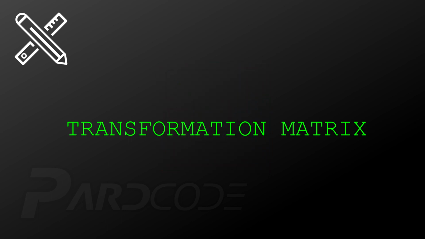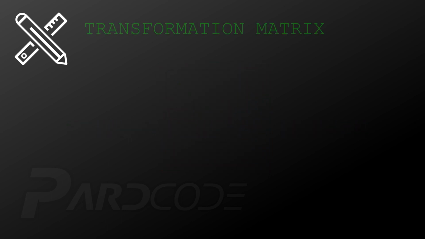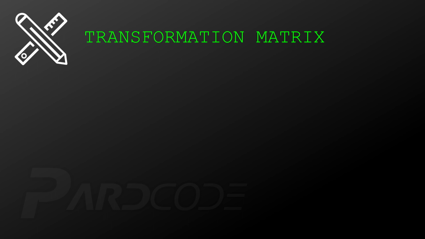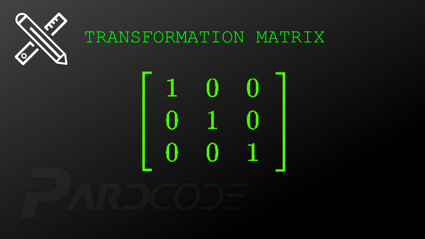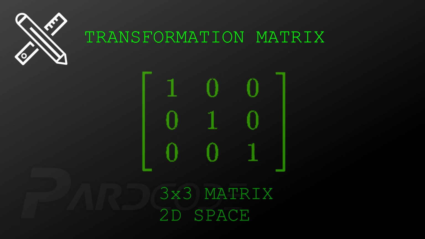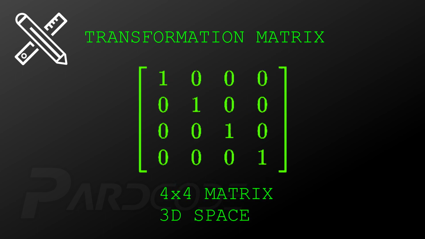so-called transformation matrices. A transformation matrix is a matrix composed of the same number of rows and columns, the so-called squared matrix. We can have a matrix with 3 rows and columns, usually used to make transformation in 2D space, and then we can have instead 4 rows and columns when we want to make transformation in 3D space.